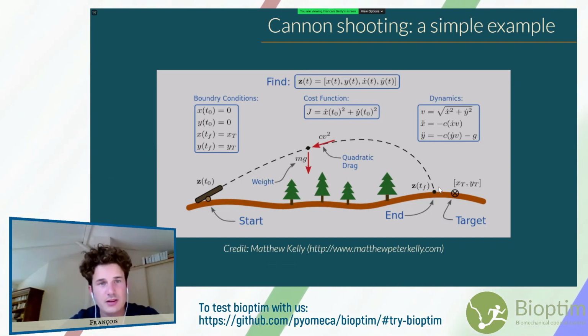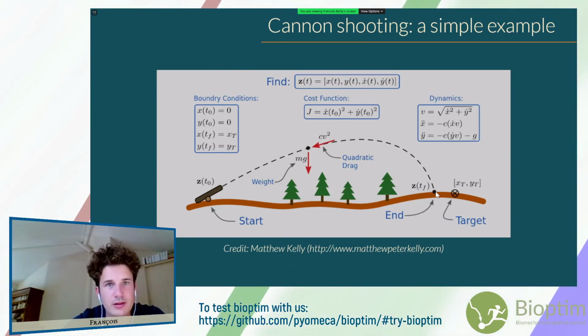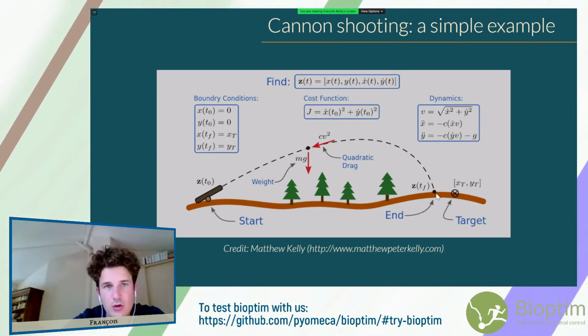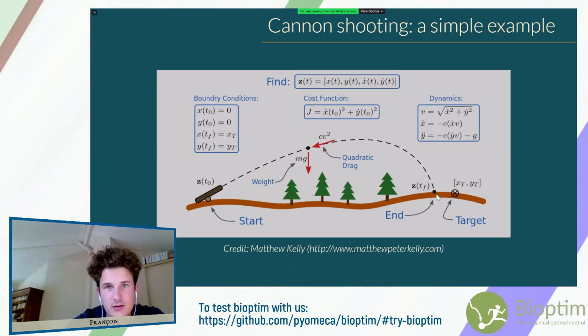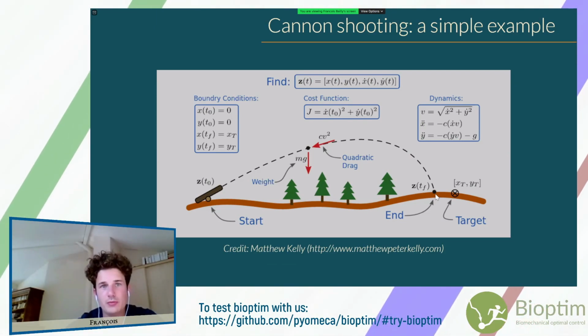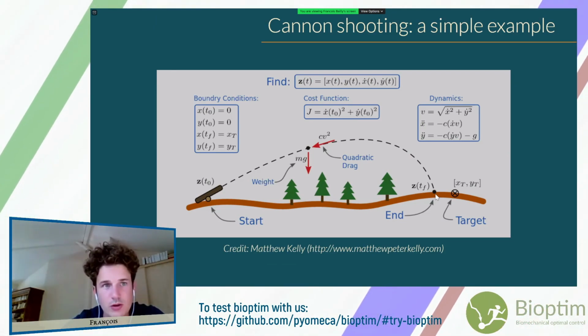In math terms, the error between the target and where the ball landed is called a defect. And the optimization algorithm will try to find the initial speed such that this defect is driven to zero. It turns out that single shooting is an effective method for simple problems like this one, but it will fail on problems that are more difficult, such as the one we are interested in.